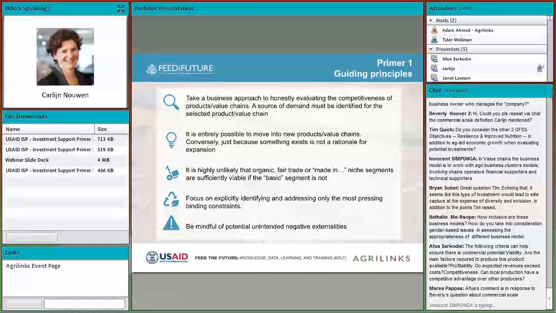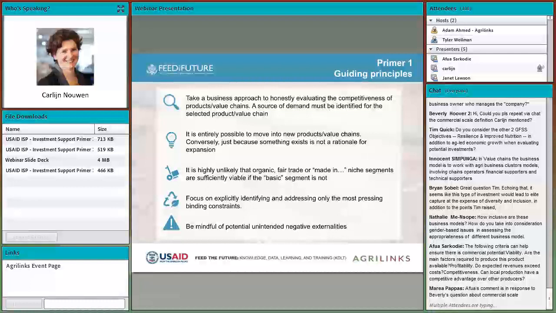It's also highly unlikely that if you can't compete in the basic segment, that you will be able to beat whoever you can't compete with just by becoming organic and fair trade or made in fill in the blank. So the example of Rwanda, it's hard for Rwanda to be competitive in anything that needs to be shipped because it's a landlocked country. So avocados and pineapples didn't work there. And you can't just say, oh, I'm going to do fair trade avocados and pineapple, and then I'm going to win the competition with, for example, Tanzania or Kenya, because they can also do fair trade avocado or pineapple. So it's important to continue taking that clear business lens.